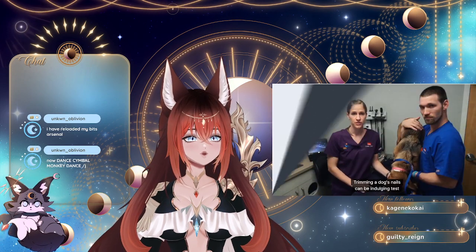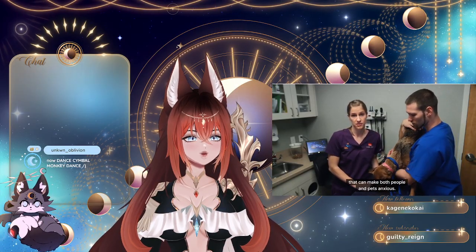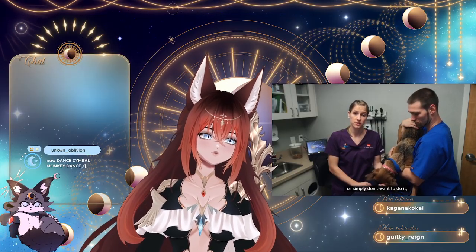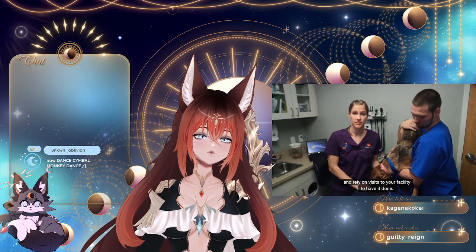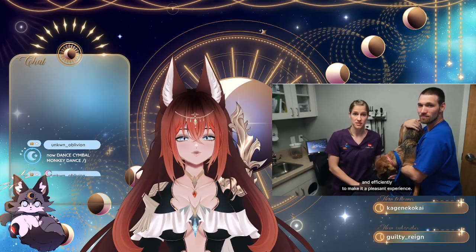Trimming a dog's nails can be a daunting task that can make both people and pets anxious. Many pet owners overlook the importance of nail trimming or simply don't want to do it and rely on visits to your facility to have it done. It's important that you are able to trim the pet's nails quickly and efficiently to make it a pleasant experience.